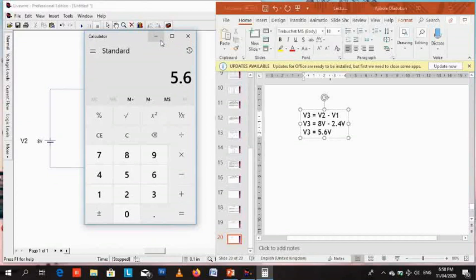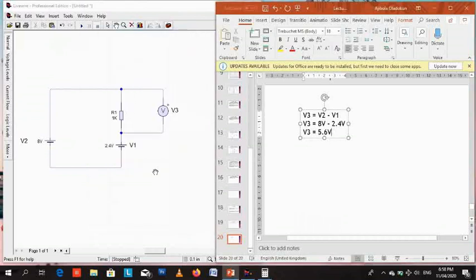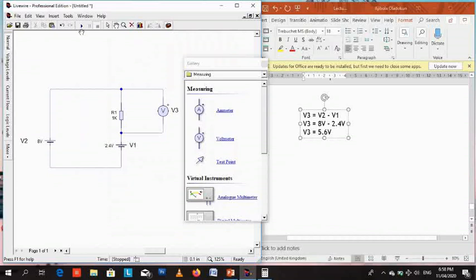So 5.6 volts is the voltage across the load, and remember that voltage is potential difference. So to one terminal of the load we connected an 8 volt DC source, and to the other end we connected a 2.4 volt source. So the potential difference, or voltage across, was just the subtraction of the potential levels on both sides of the load.